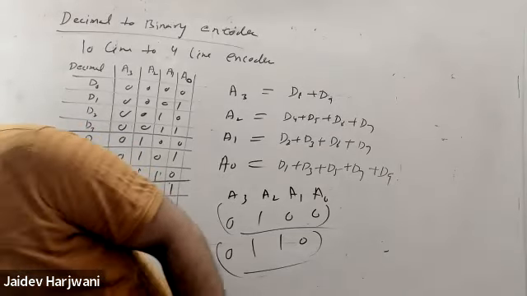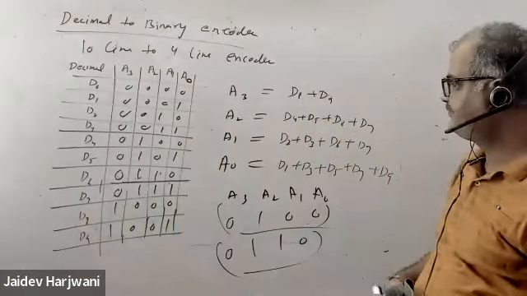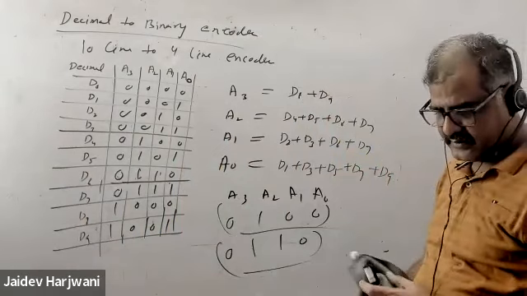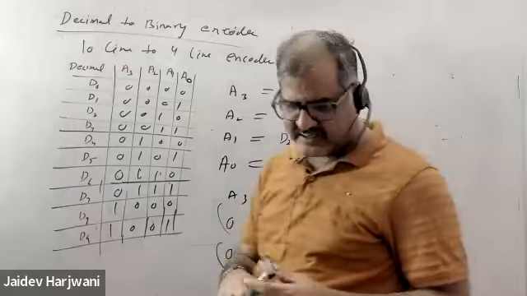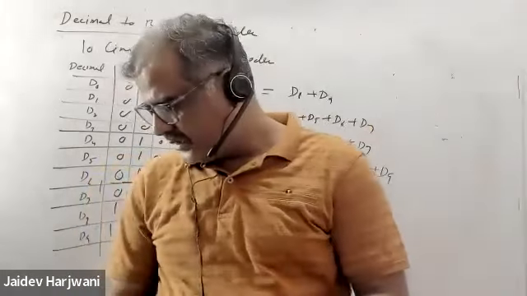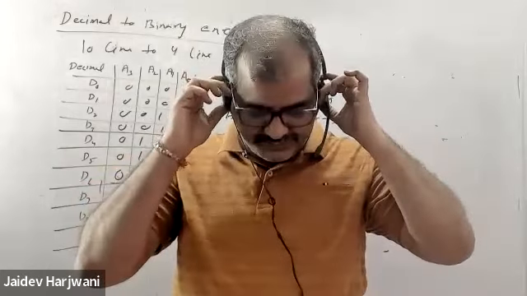So let me make the circuit. The circuit is simply OR gates, nothing else. So let us make it. Okay. So this is your homework. I don't need to draw it. Just you draw and send me in 5 minutes.